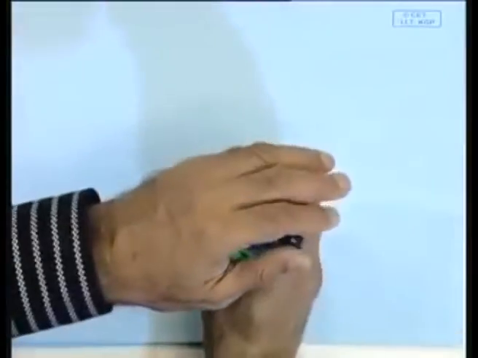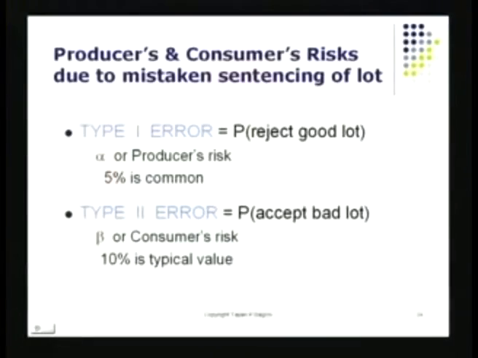It's very possible that my sample by chance turned out to contain a bunch of defectives, and I end up rejecting an otherwise good lot. Now, this is a loss to the supplier. This is the rejection of a good lot, and this is the supplier's or the producer's risk.